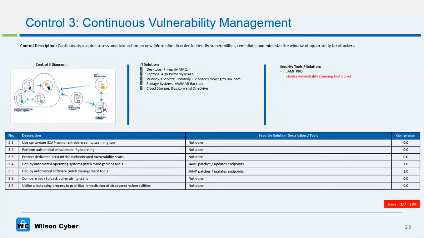This is on their next roadmap item, to start getting more focused with vulnerability management, and they're going to be purchasing Qualys vulnerability scanning and have Wally run those scans. That will get them much improvement on control number 3 from their current score of 29.